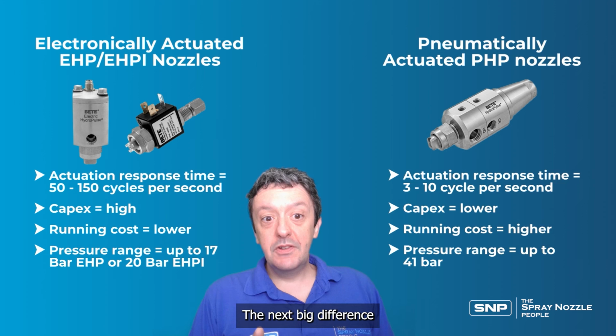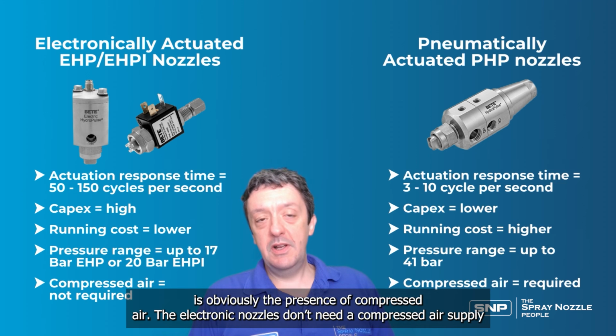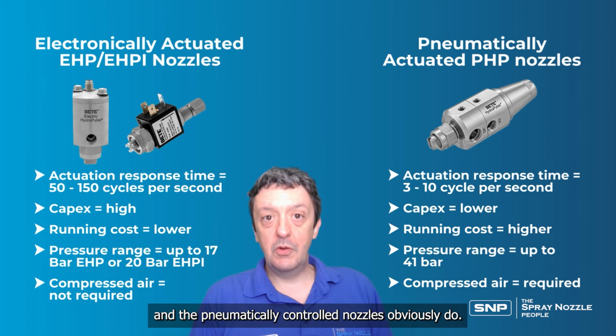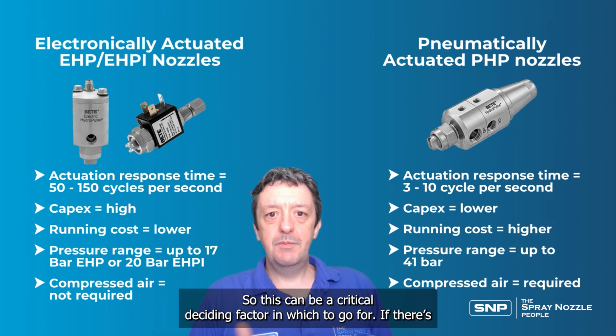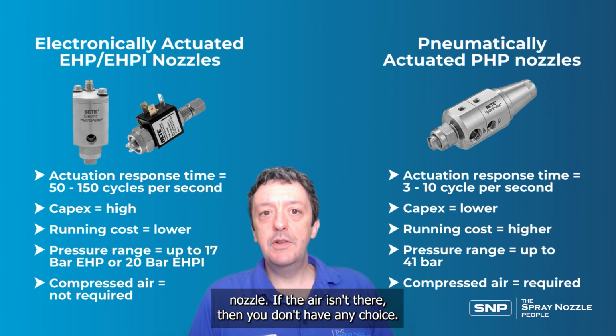The next big difference is obviously the presence of compressed air. The electronic nozzles don't need a compressed air supply, and the pneumatically controlled nozzles obviously do. So this can be a critical deciding factor in which to go for. If there's good air supply present, that opens up the possibility of having a pneumatically controlled nozzle. If the air isn't there, then you don't have any choice.